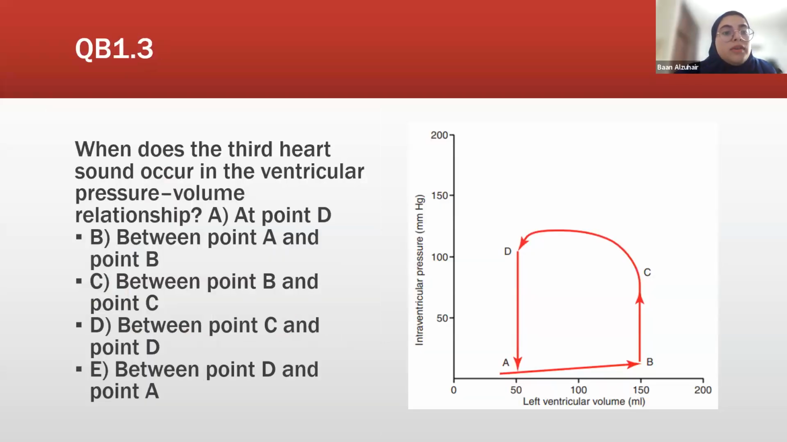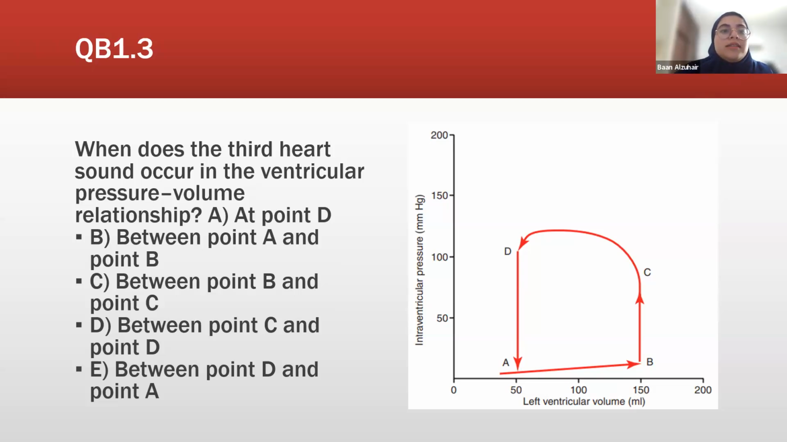Okay. When does the third heart sound occur in the ventricular pressure volume relationship? Okay, B. Yes, between point A and point B. Okay, so does anyone know what S3 is? Rapid ventricular filling sound. Yes, exactly.